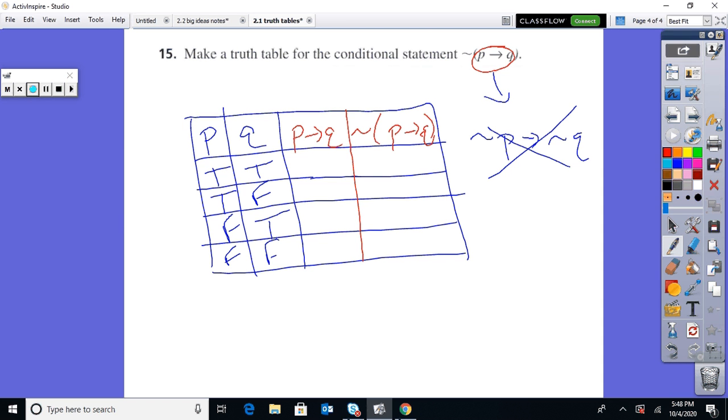So let's fill out P to Q. So true to a true, true to a false, there's our problem. False to a true, false to a false, so there you go. And now we can just flip all of those. It's going to look back at this column and flip it. So false, true, false, false.